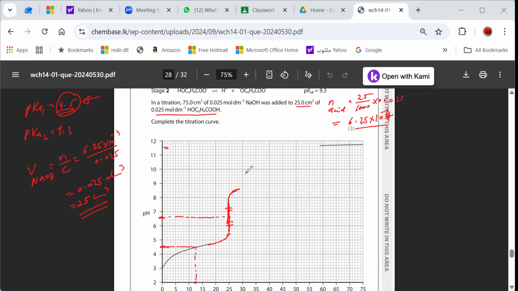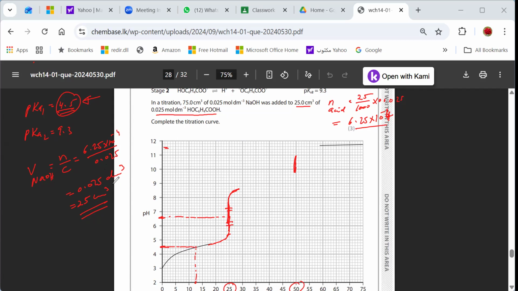Yes. So we said that the equivalence point is at 25, and this shows only one step. So to show both steps, the volume will be double. Instead of having 25, it will be 50. The second equivalence point should be at 50. Okay? It should be at 50. Why? Because the first step is 25. So to complete the reaction, it will be double.